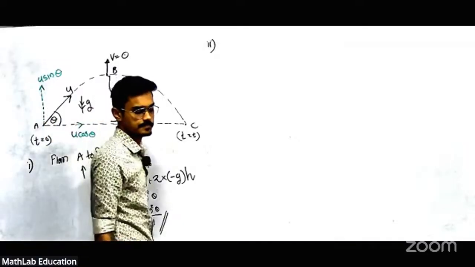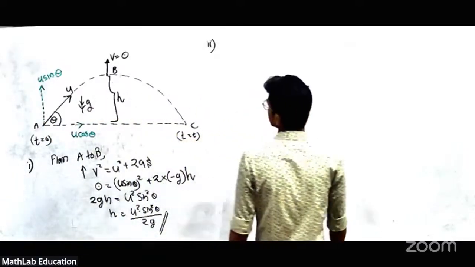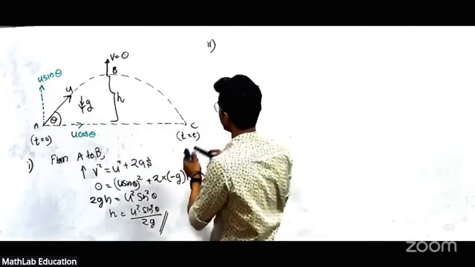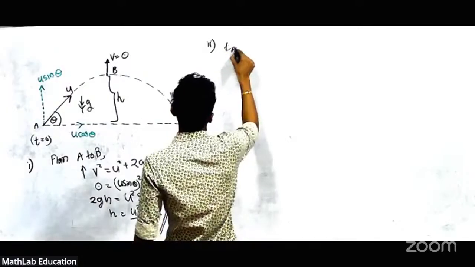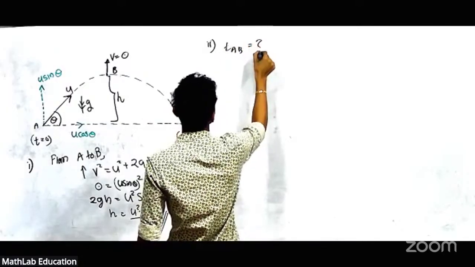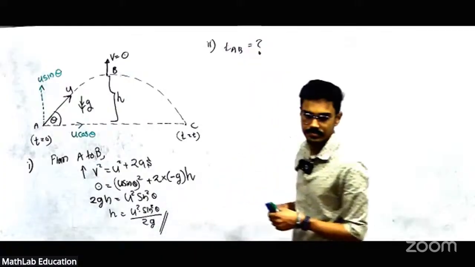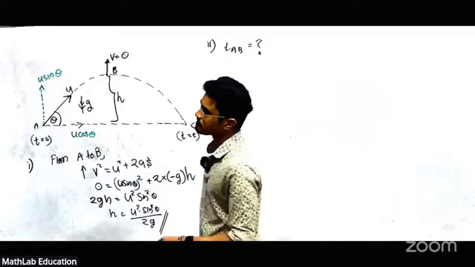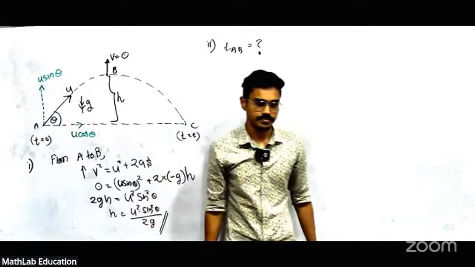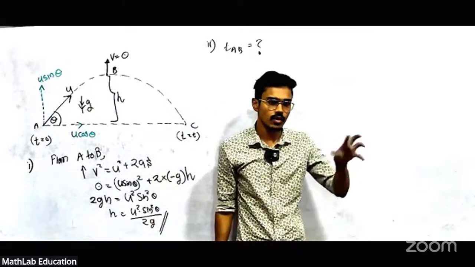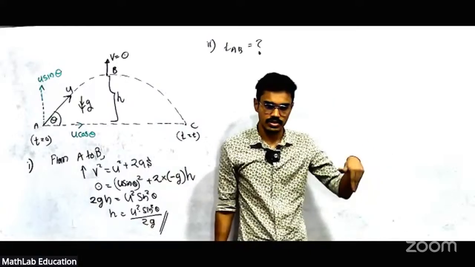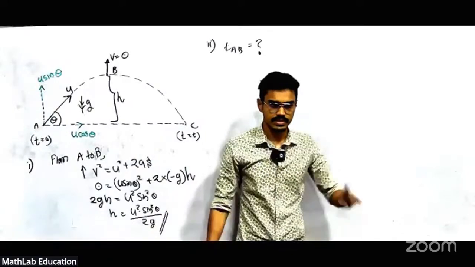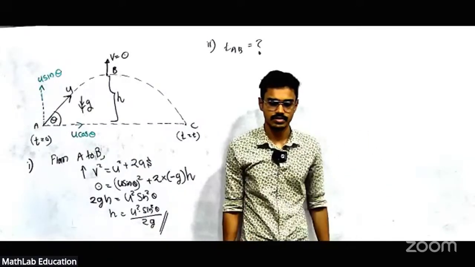Right. Now I need the time from A to B. Let's say TAB. Now my time from A to B is TAB. We need TAB, time from A to B. Tell me, when we think of time, does it involve the vertical motion, the horizontal motion, or both? Is it the same or different for vertical and horizontal motions?